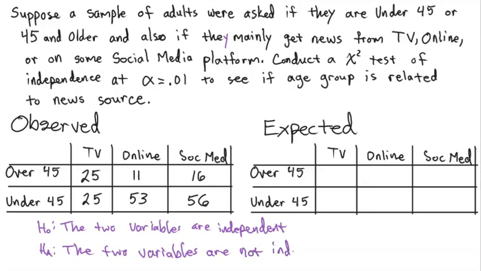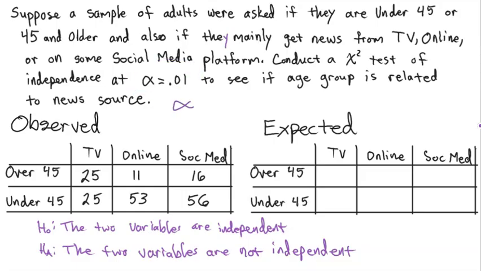You can also see in a previous example where we said the alternative hypothesis is that the 2 variables are related. Not independent means the same thing as they are related, okay? All right, so now that we've stated our null and alternative hypotheses, let's identify our alpha.